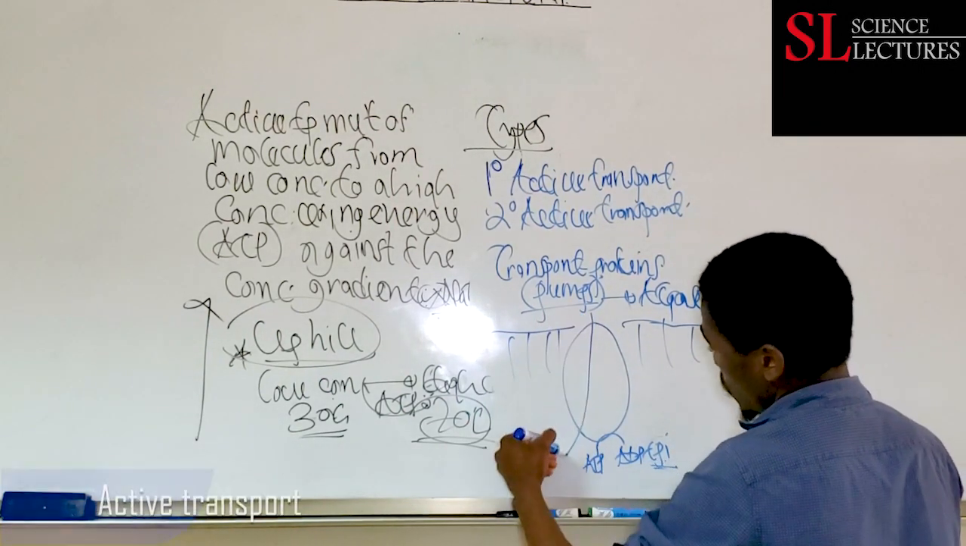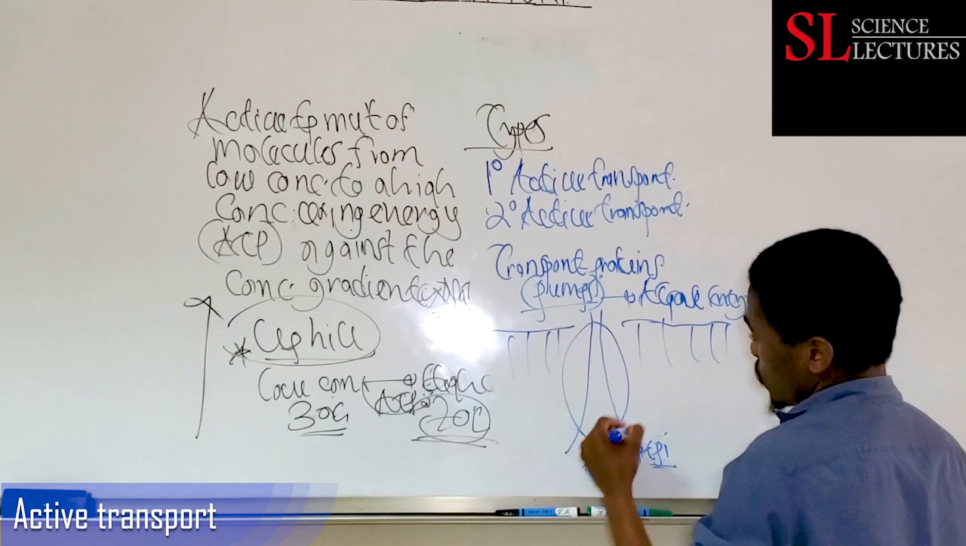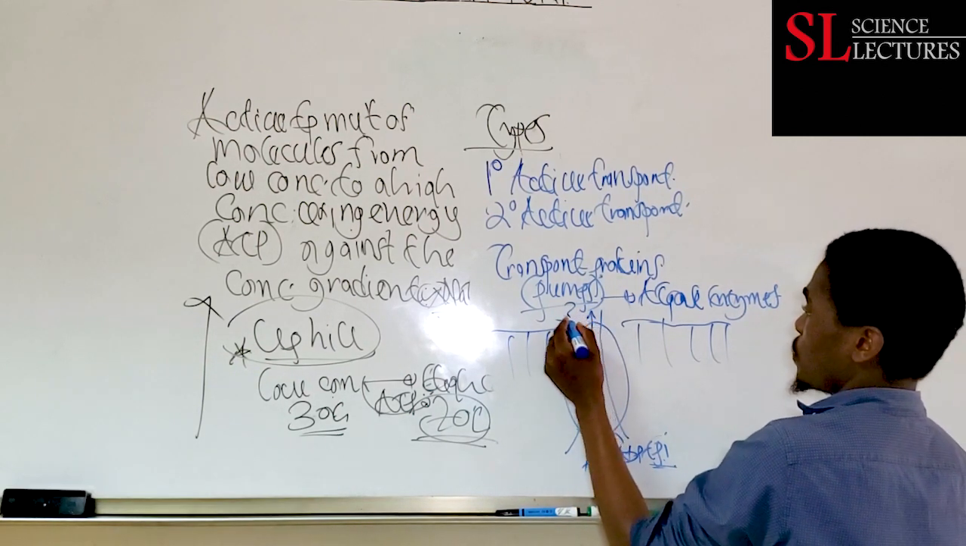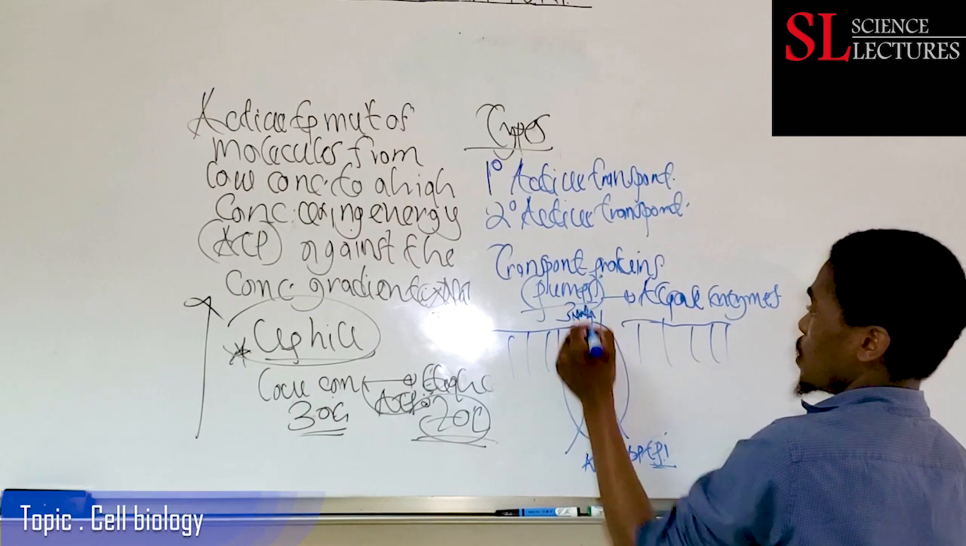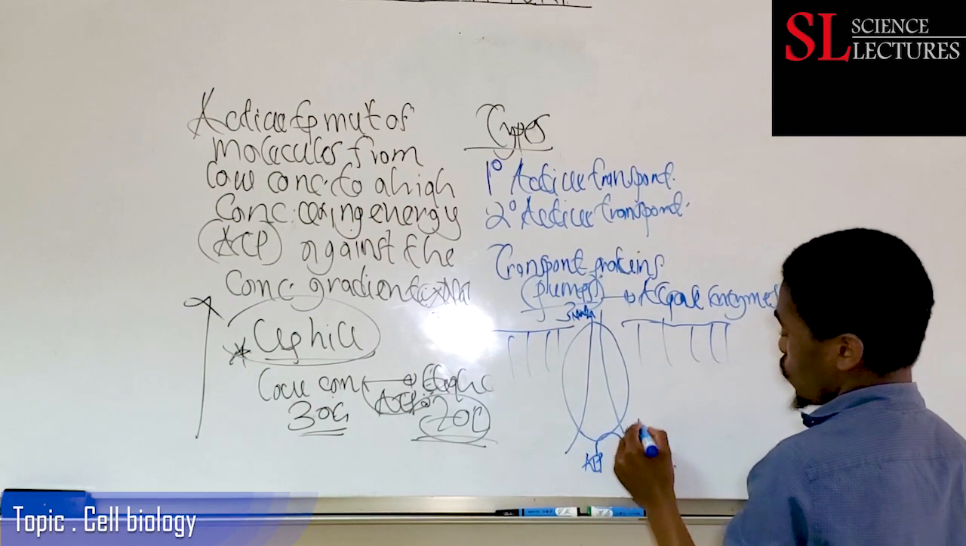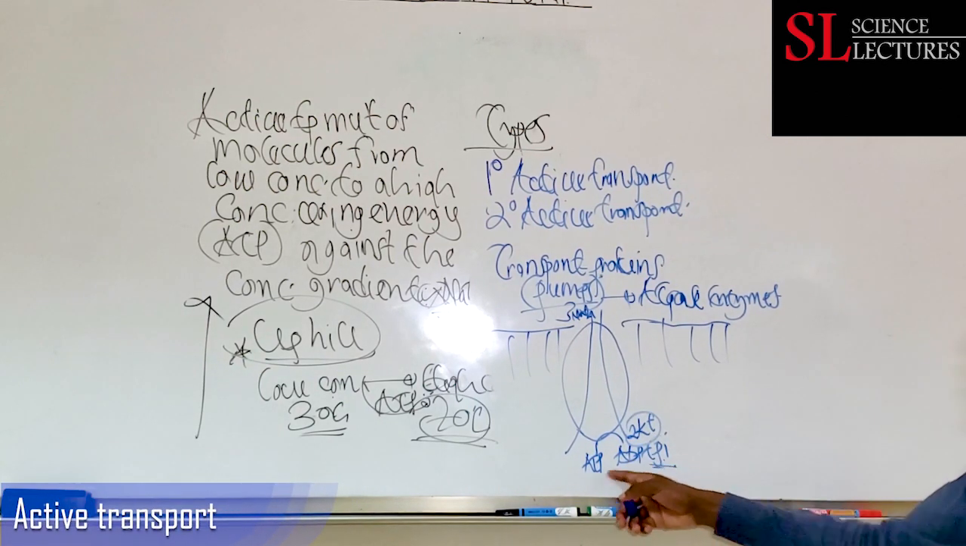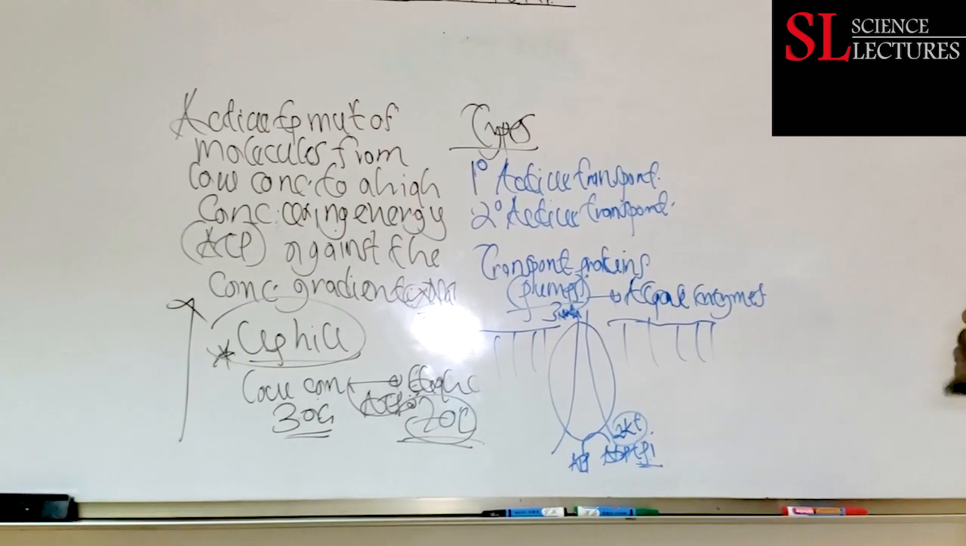Let's say this is a cell and we want to transport sodium ions out. So this pump will have 3 sodium ions moving outside the cell and 2 potassium ions into the cell after hydrolysis of the ATP to ADP and Pi.